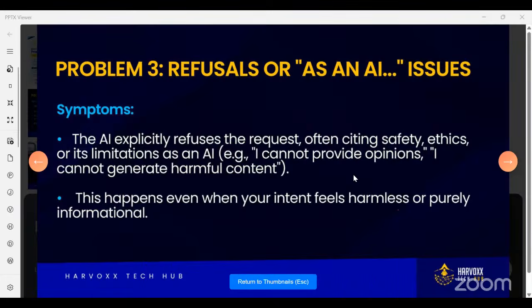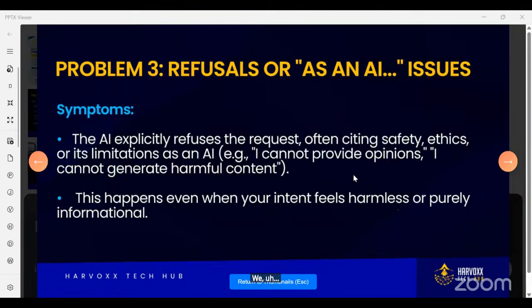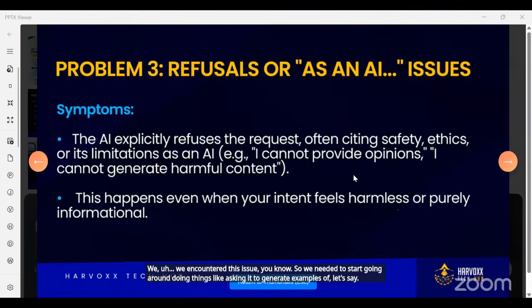You could clarify what you're asking and make your intent look very innocent. For example, we were trying to work on something, and at the end of the day we encountered this issue, so we started asking it to generate examples of, let's say, fictional dialogue for a screenplay. It was as if we were writing a script, trying to add drama and all of that.